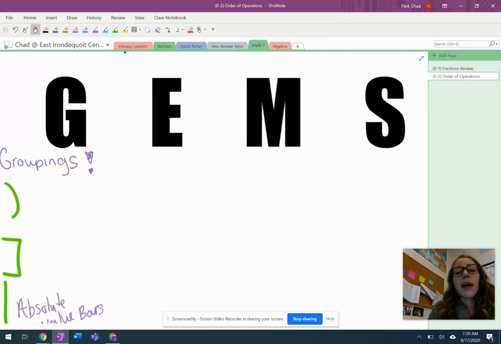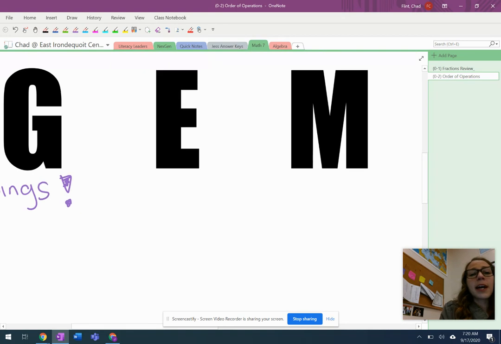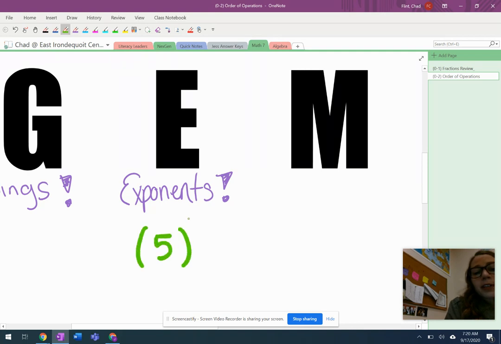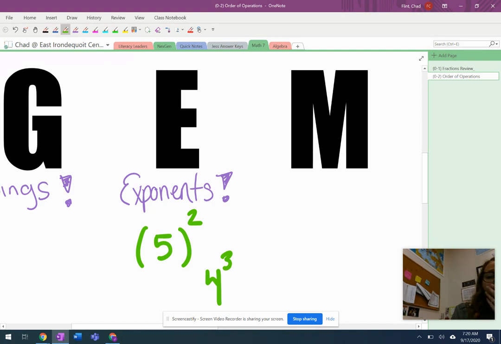Our next letter in our acronym is that E, and that's the same thing that the E stands for in PEMDAS, and that would be exponents. So anything that is being raised to an exponent, if I've got 5 being raised to the second power, that needs to be done after you do any groupings, or, if you've got 4 being raised to the third power.